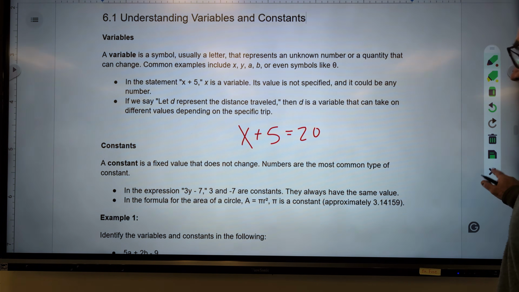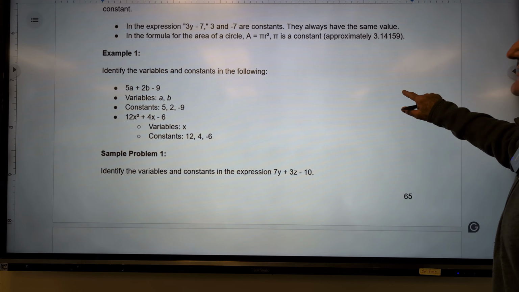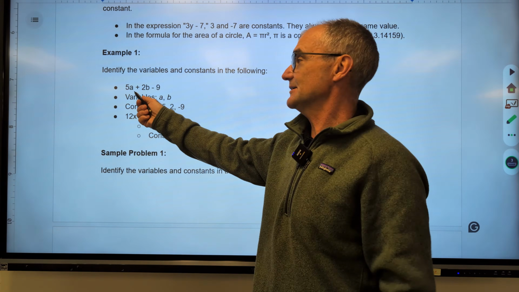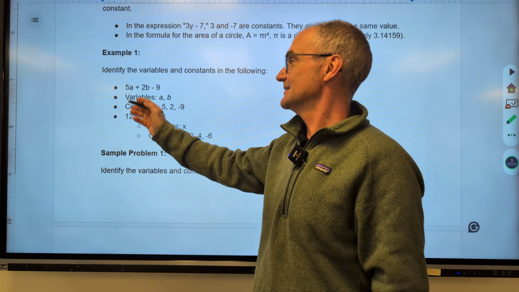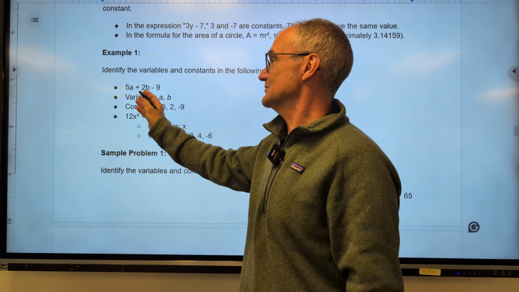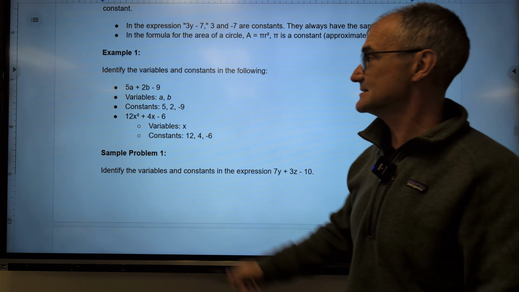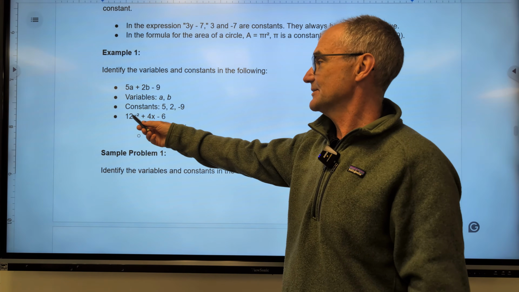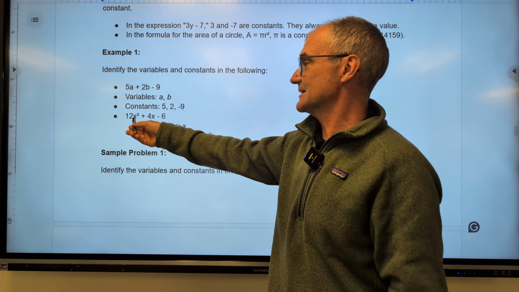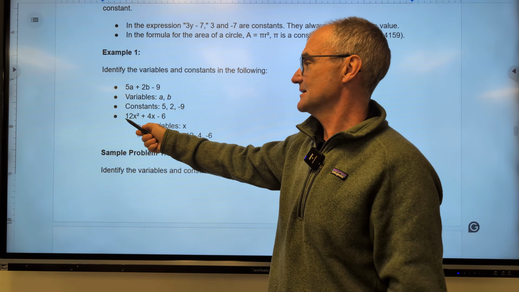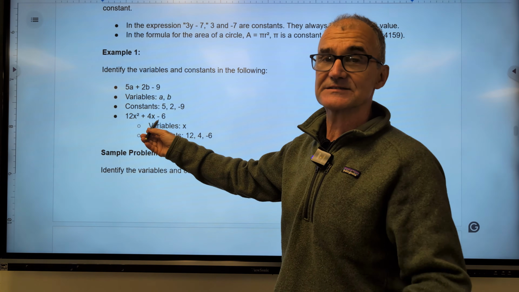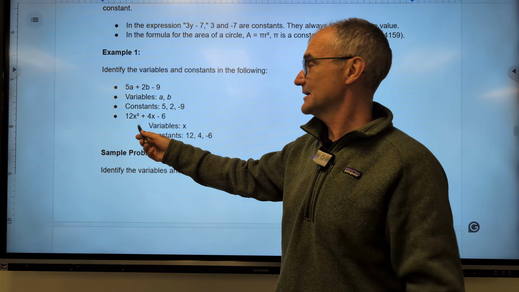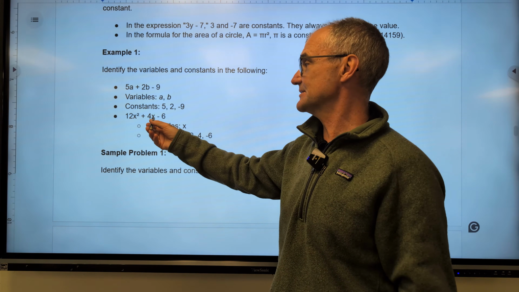All right, let's take a look at a couple sample problems here. Identify the variables and constants in the following. So in this first one right here, pause the video, just run through it quickly in your head. The 5, the 2, the -9 are the constants. A and B are the variables. Right here, don't look at the answer. 12x squared plus 4x minus 6. The 12, the 4, the -6 are the constants. And then x squared and x, it is the same variable. Here it is being squared times itself, and here it's individual.